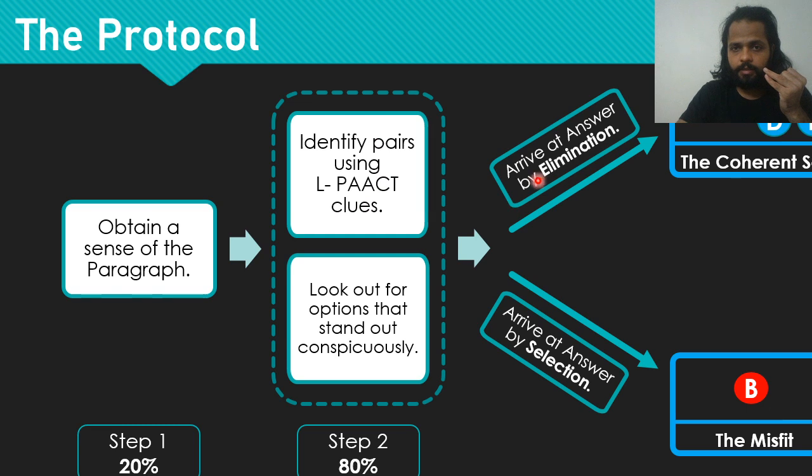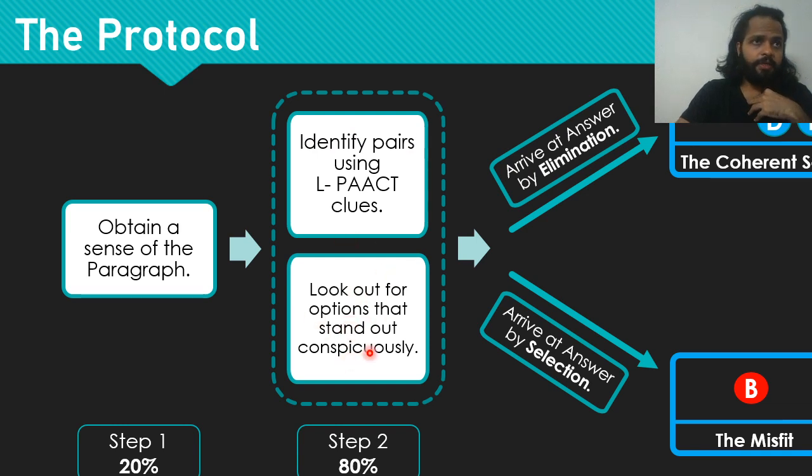And if you keep doing this, you'll eventually arrive at your answer by elimination, because you will have eliminated all those sentences that could not be the odd one out. At the same time, you have to look out for options that stand out very conspicuously. The coherent set is the four sentences that, when they go together, make complete sense. So either you arrive at your answer by elimination, or you constantly look out for options that stand out conspicuously.